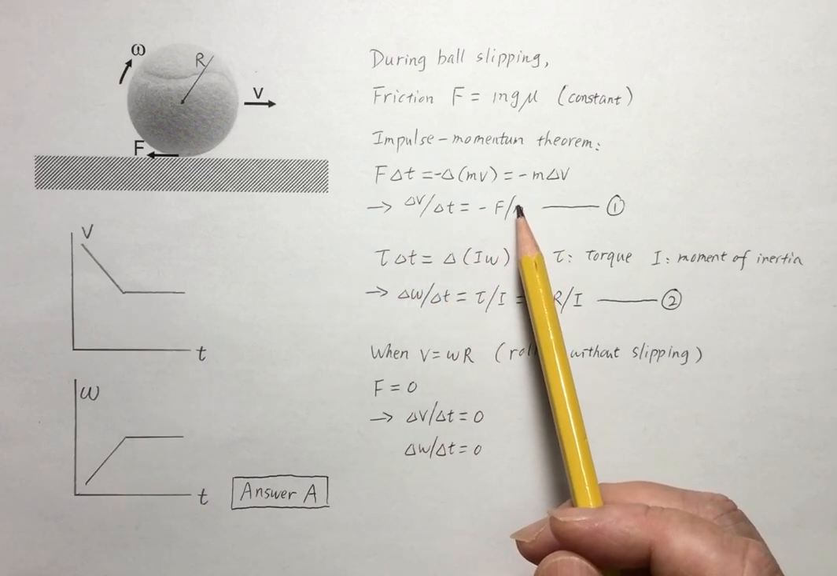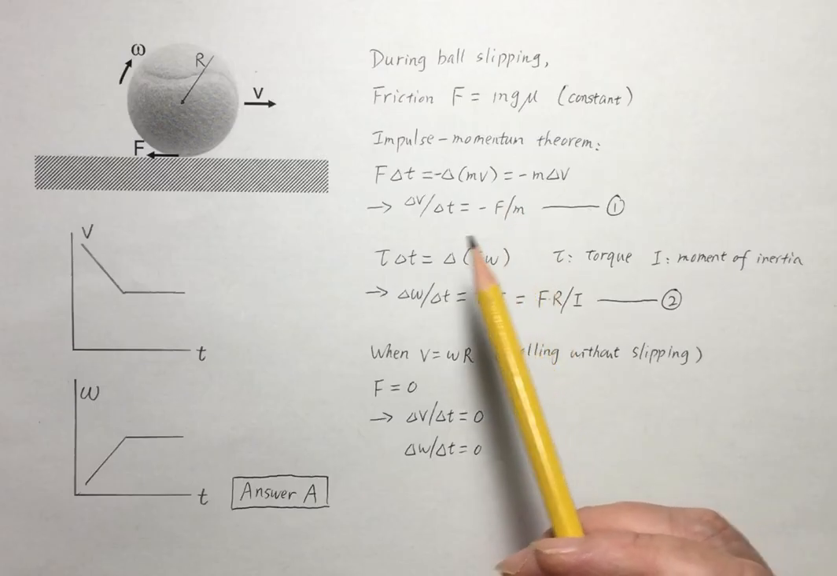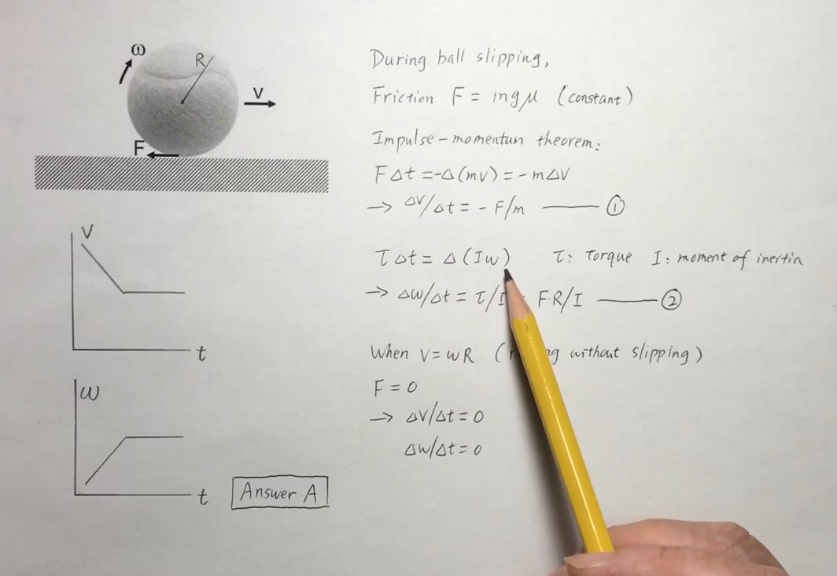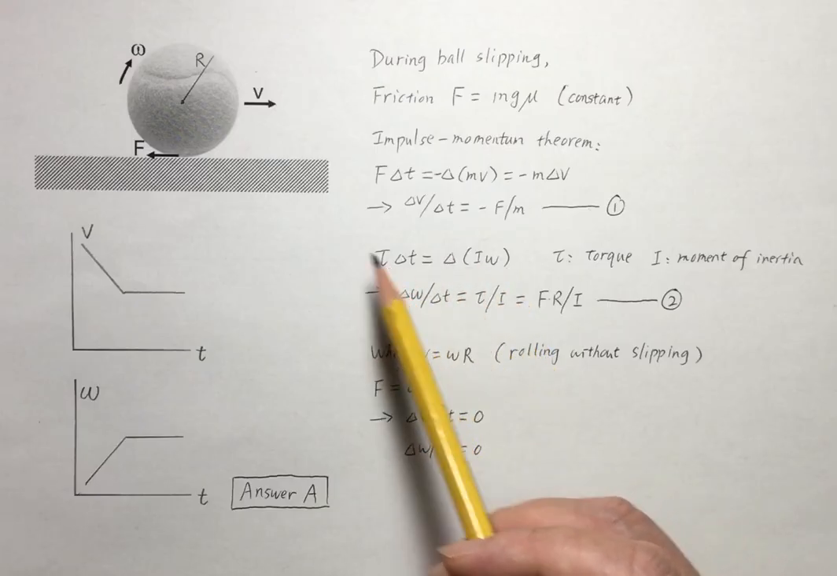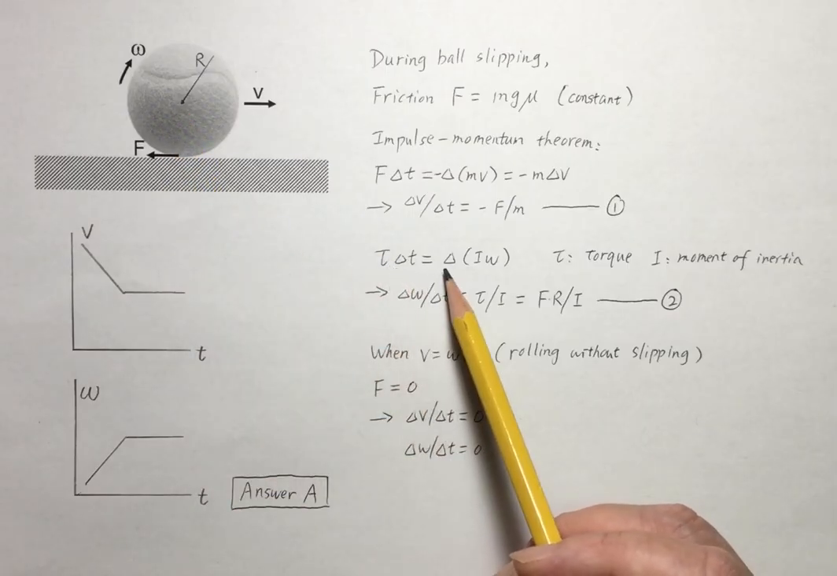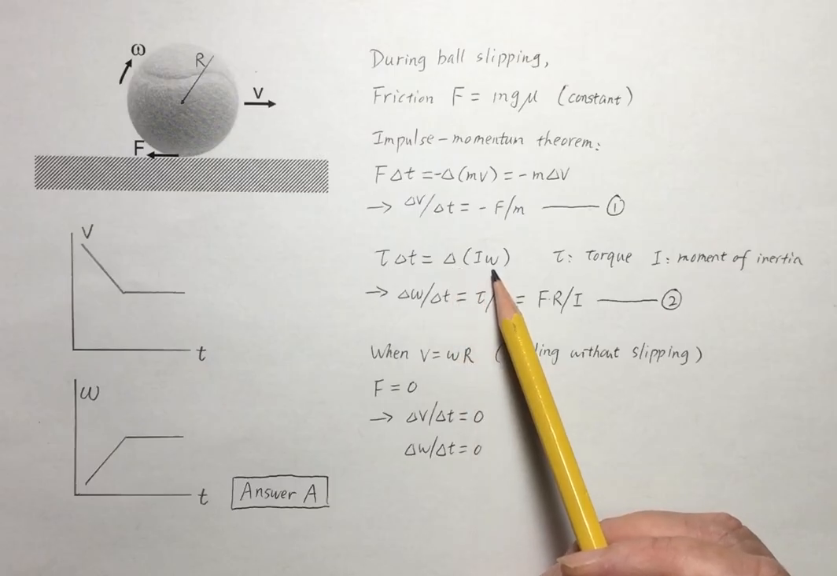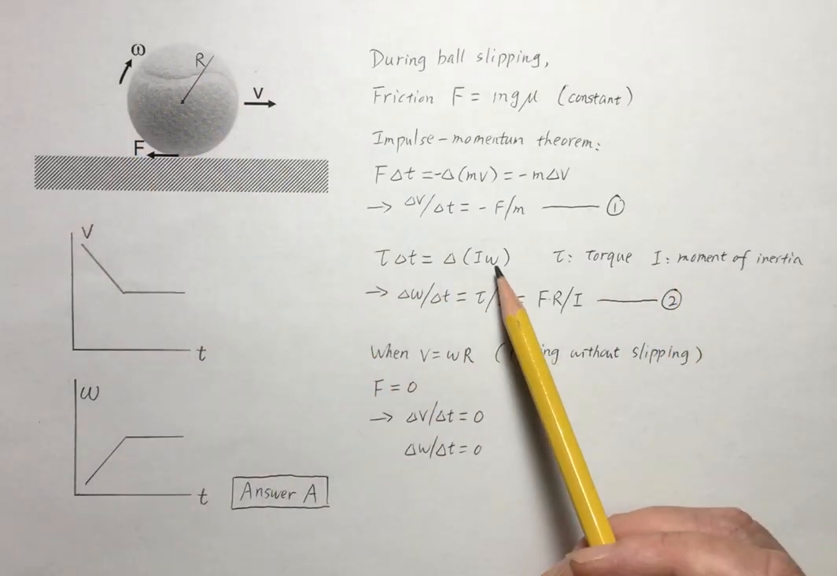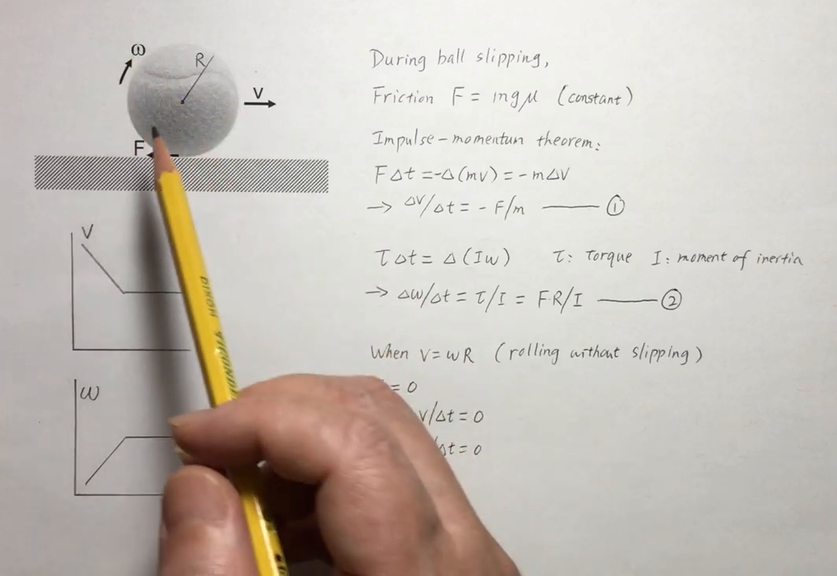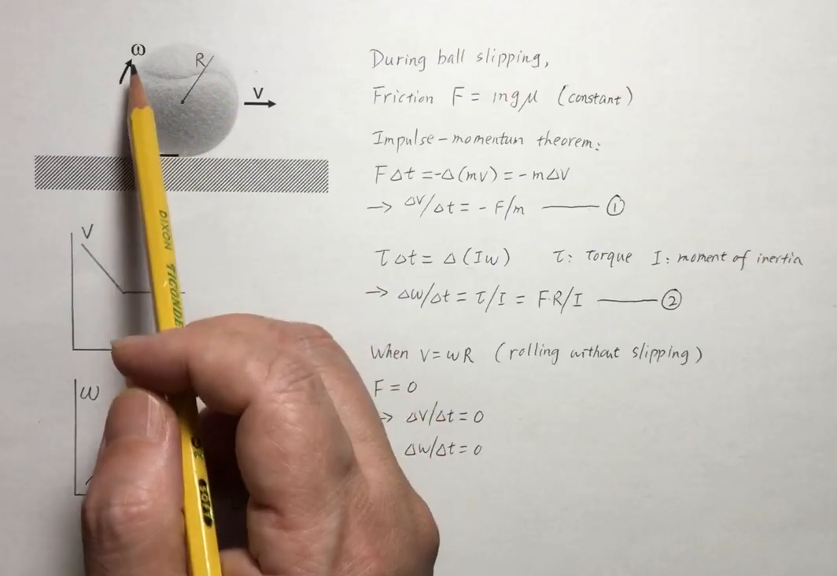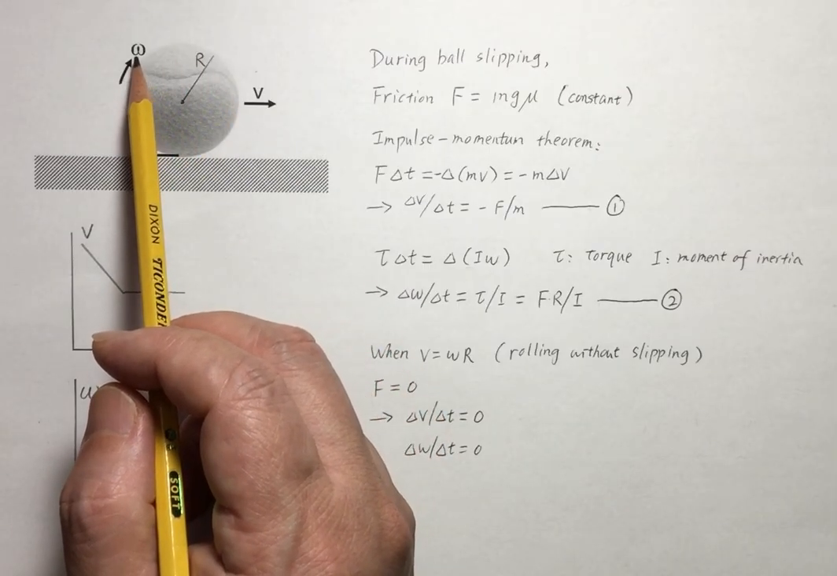Now let's look at the torque impulse versus the angular momentum. Torque is F r. So torque times delta t equals the change of the angular momentum. Angular momentum is I omega. I is the moment of inertia of this tennis ball. Omega is the angular speed. Because of this friction force, during this slipping, the ball begins to rotate, then gets the angular speed omega.